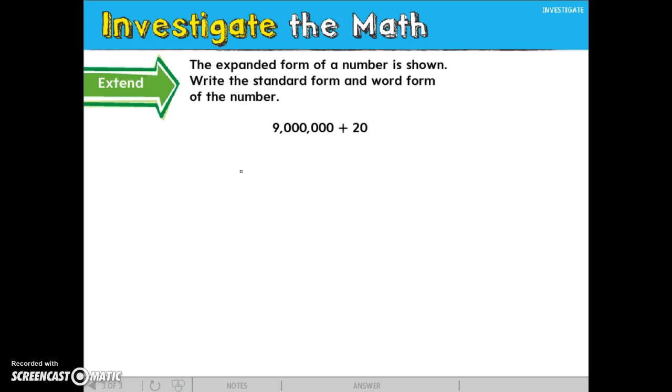So I see there's a 9 in the millions spot, and then 20. If I were to write that out in standard form, I'm going to write it for what it is: 9 million. There's nothing in the thousands house or the thousands period, so I'm just going to keep my zeros as is. And then 20. I have no hundreds, but I do have a 2 in the 10 spot and a 0 in the 1 spot. This would be considered standard form.